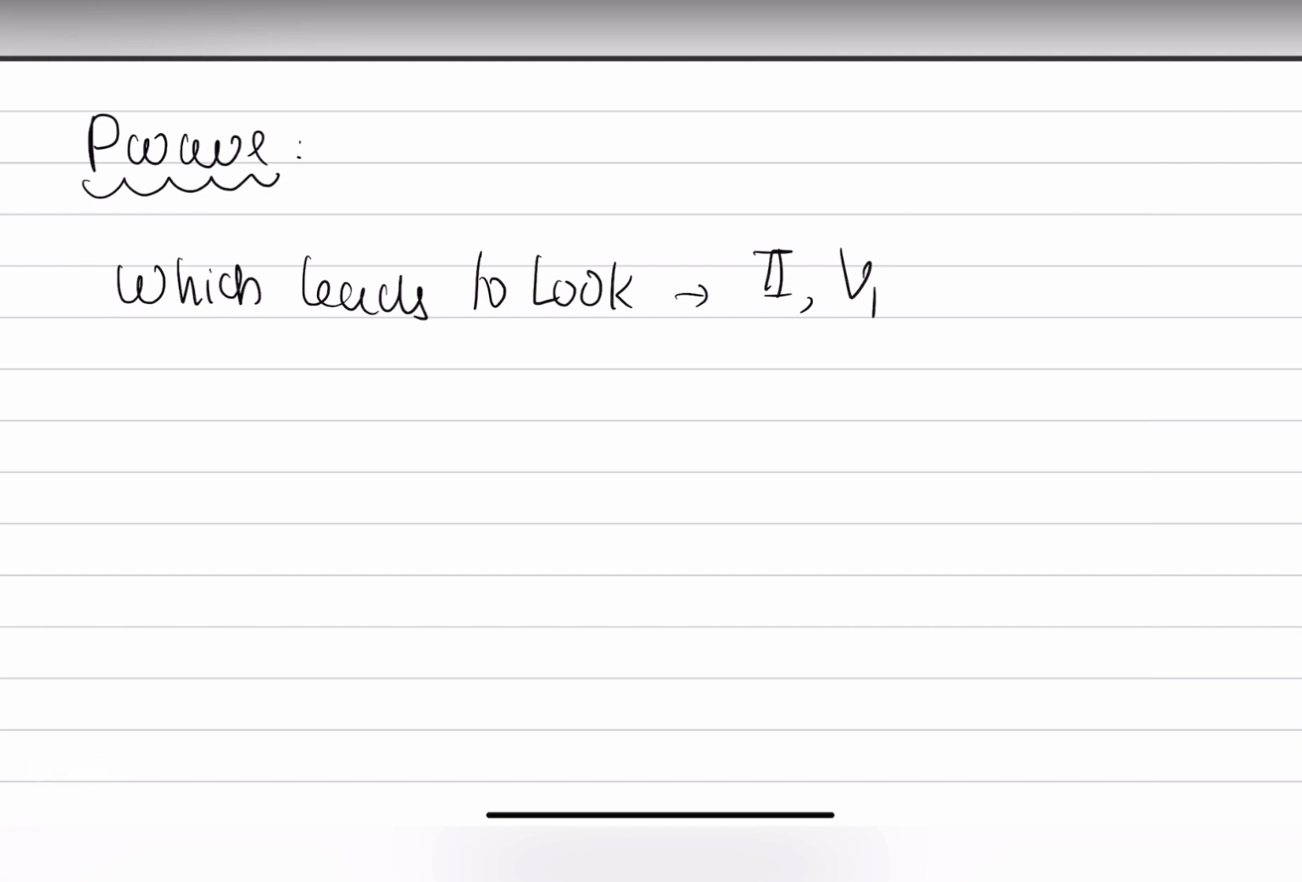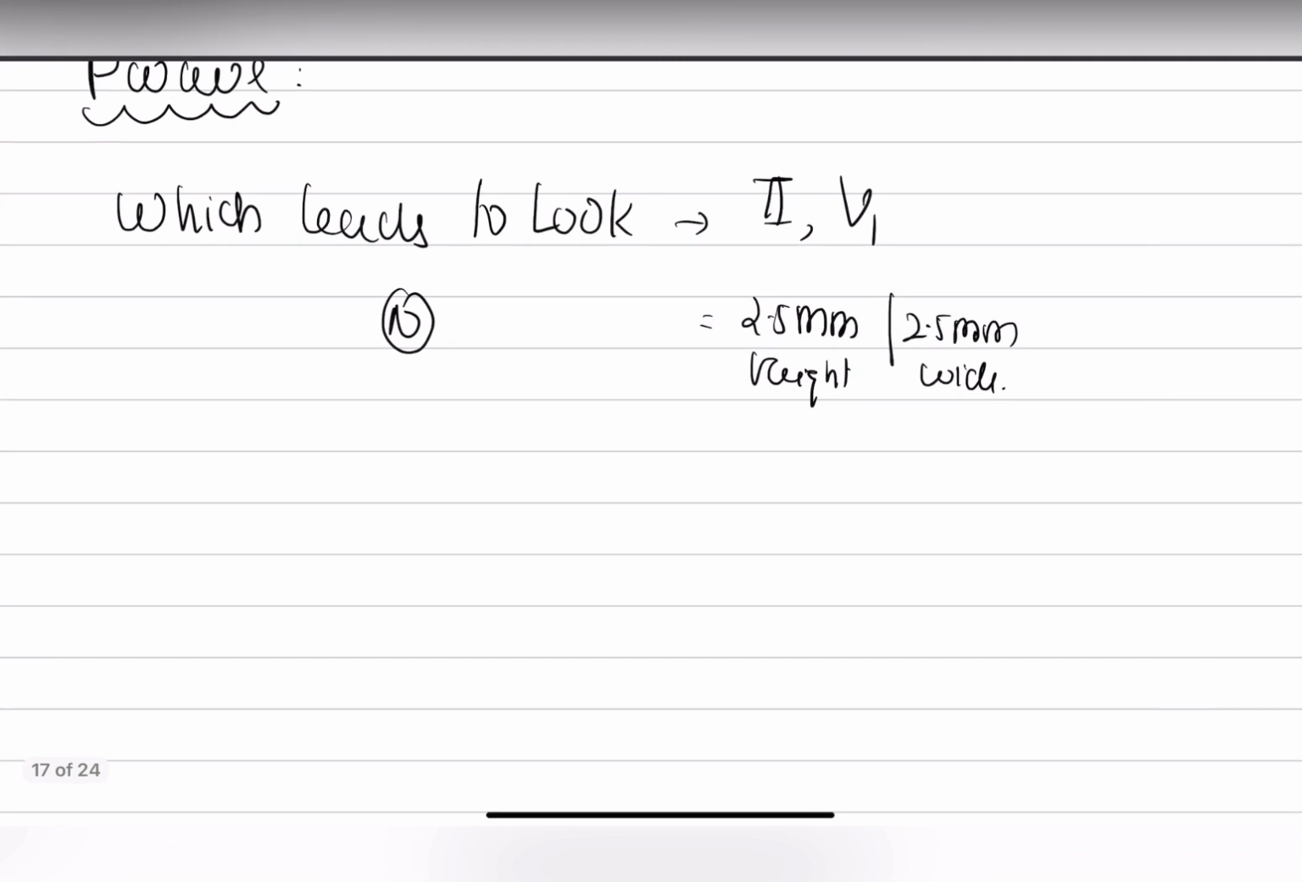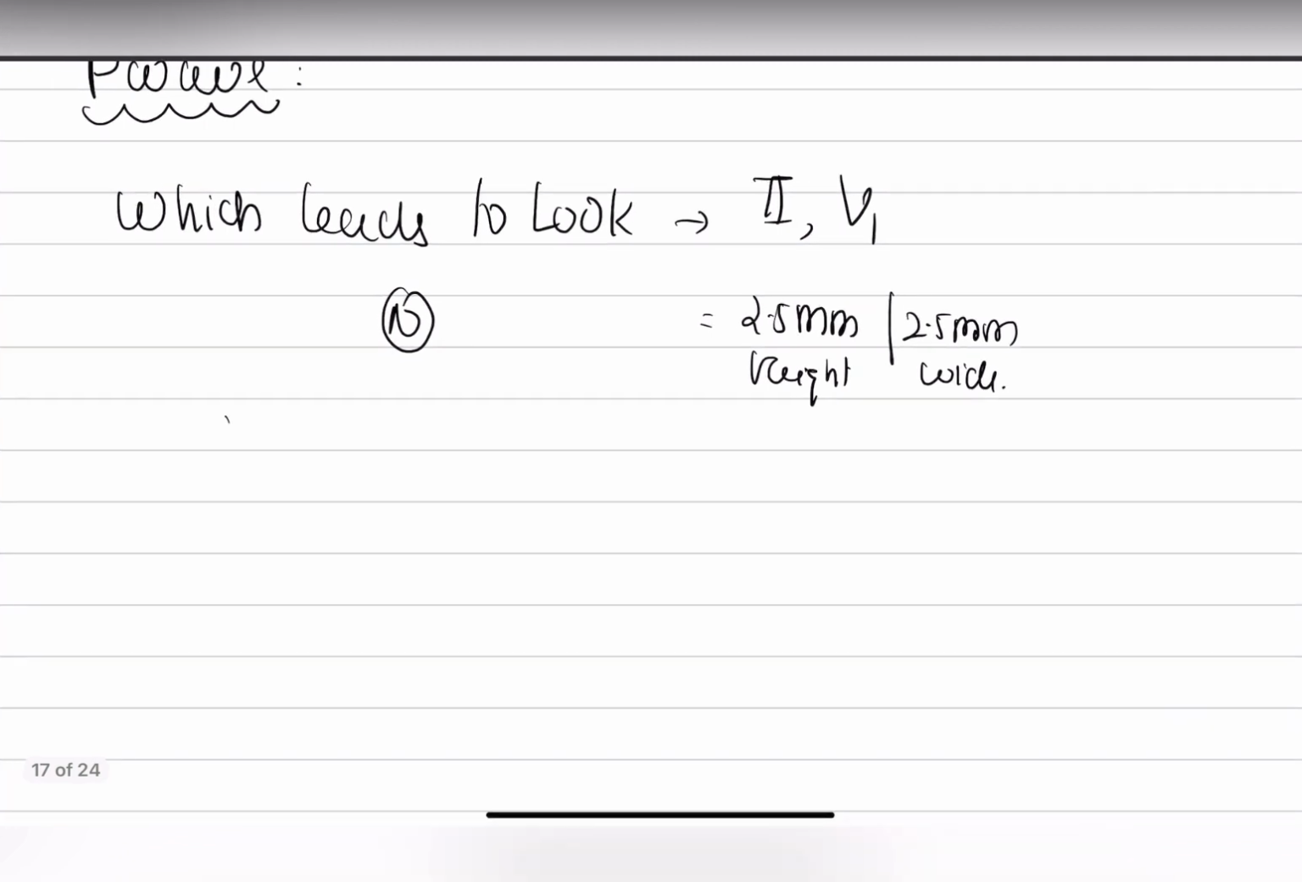For looking at P waves, the normal amplitude will be up to 2.5 mm in height and up to 2.5 small boxes in width. This can be the normal P wave. Normal P wave height and normal P wave width will be up to 2.5 mm in height and 2.5 mm wide. Now, how does it look in lead 2?